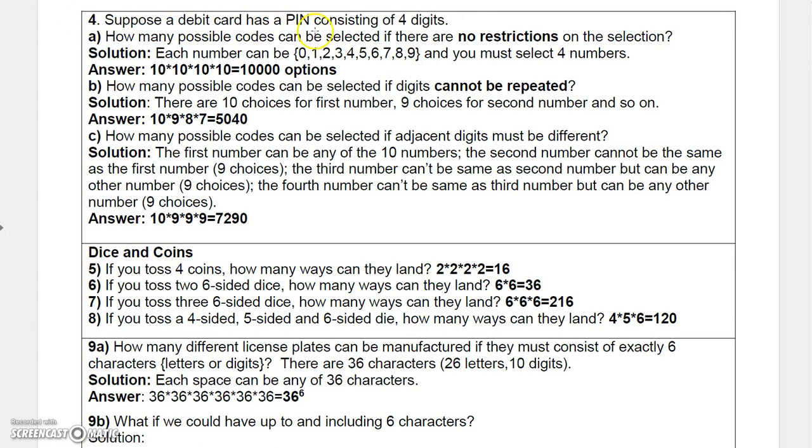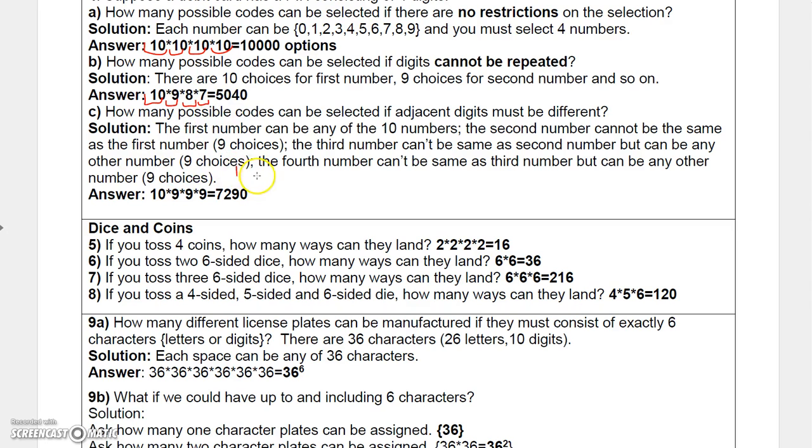All right, let's say you had to pick a PIN that consists of 4 digits. How many codes are possible if there are no restrictions? Well, just like the one above, there are 10 possible choices for each number. So that would give me 10,000. And then the next one, if the digit cannot be repeated, this is where you don't have repetition. So there's 10 ways for the first number, then that leaves only 9 for the second, 8 for the third, and only 7 for the fourth. So 10 times 9 times 8 times 7 is 5,040.